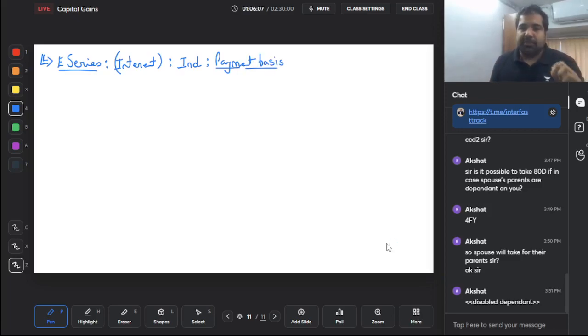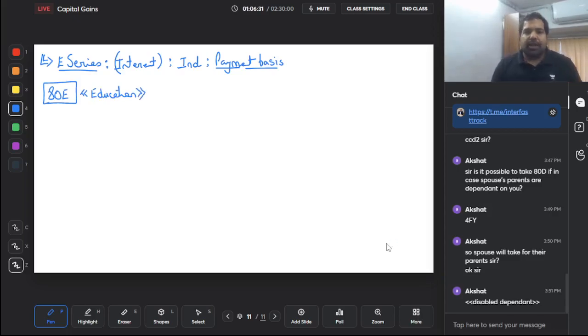Repeating, E series, E is for expensive. What makes it expensive? Interest makes it expensive. It is only for individuals, I for individual, I for interest, and on payment basis. Let's start the first one here, guys, which is section 80E. E is for education.